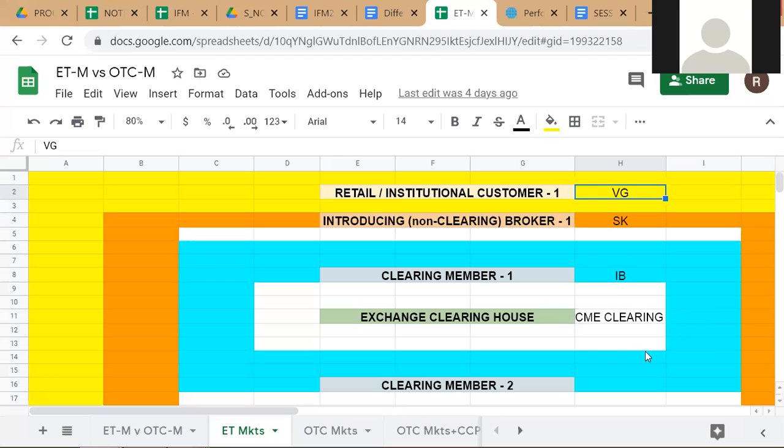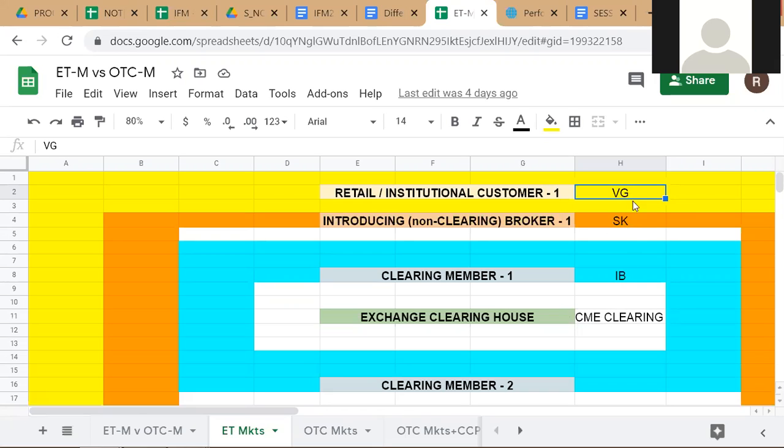So we're talking about a CME transaction, or it could be any other clearinghouse that is involved in any exchange traded transaction. We have just given the example of CME clearing here, so this is not the general aspect of it. This is a particular exchange. It could be NSE clearing, or NYSE clearing, or any other exchange. So you substitute the name of the exchange here.